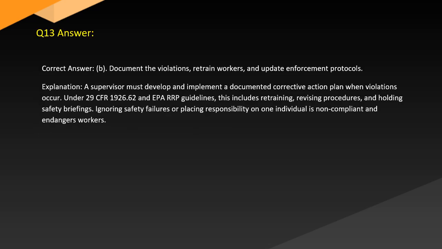Answer. Correct answer: B. Document the violations, retrain workers, and update enforcement protocols. Explanation. A supervisor must develop and implement a documented corrective action plan when violations occur. Under 29 CFR 1926.62 and OSHA guidelines, this includes retraining, revising procedures, and holding safety briefings. Ignoring safety failures or placing responsibility on one individual is non-compliant and endangers workers.